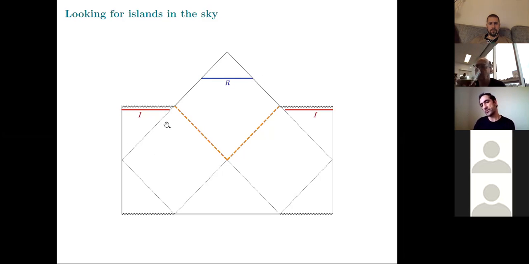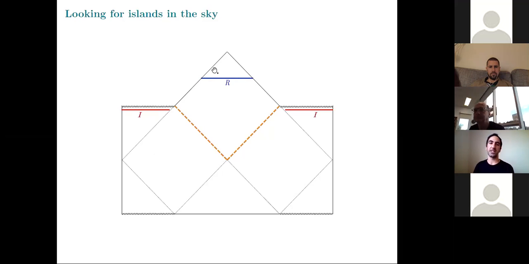And the picture we're trying to build toward is that an observer that lives in this flat bubble maybe has access to physics outside of his or her cosmological horizon. And this can maybe implement some form of cosmological complementarity, whatever that means.